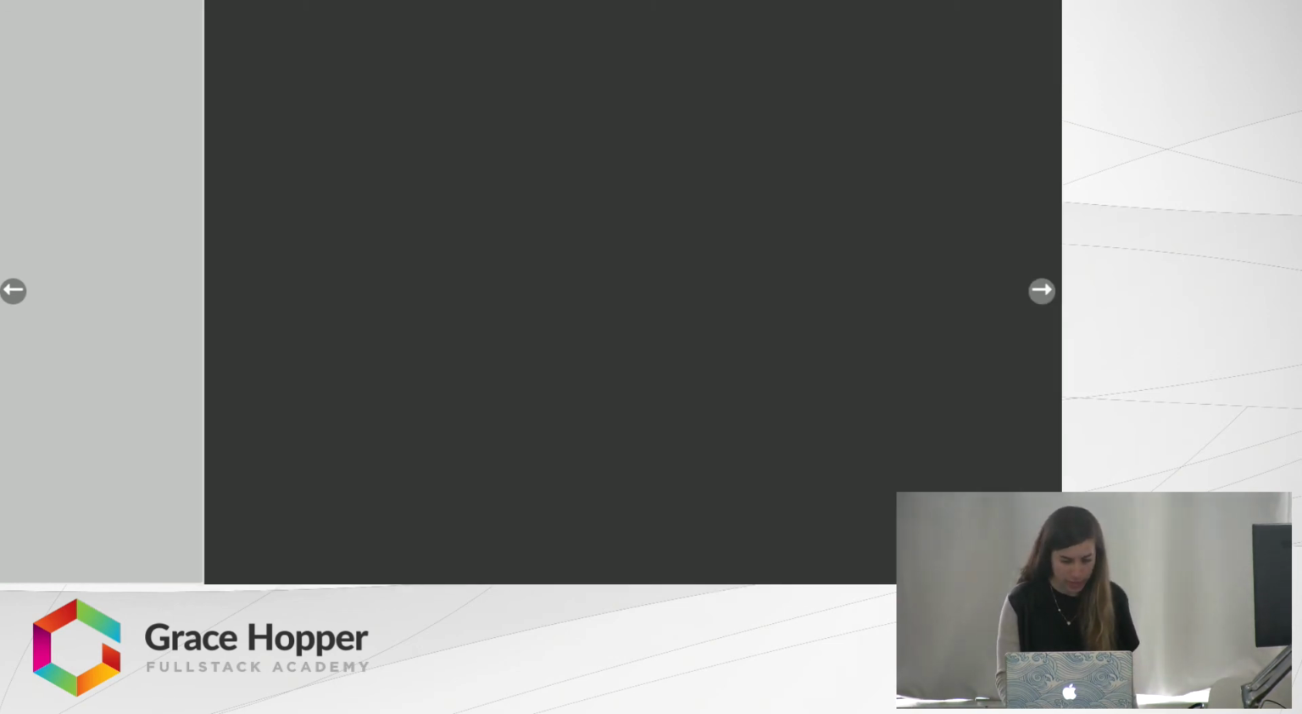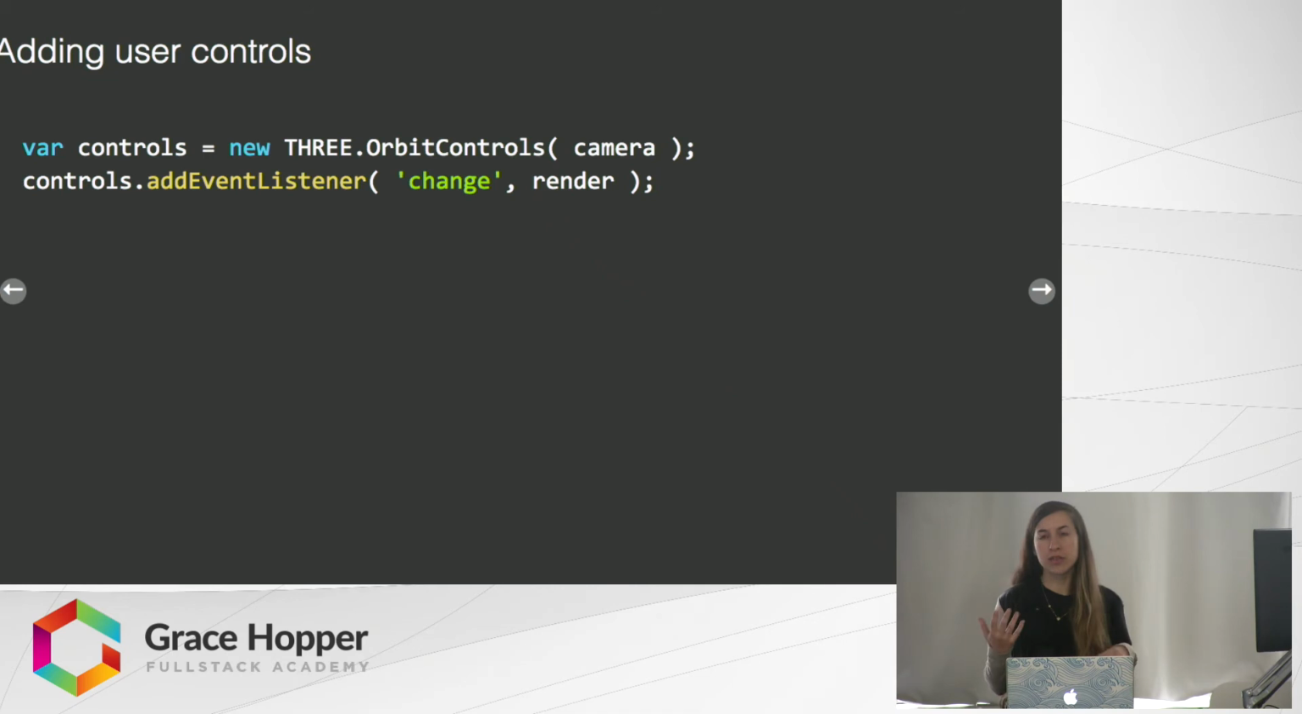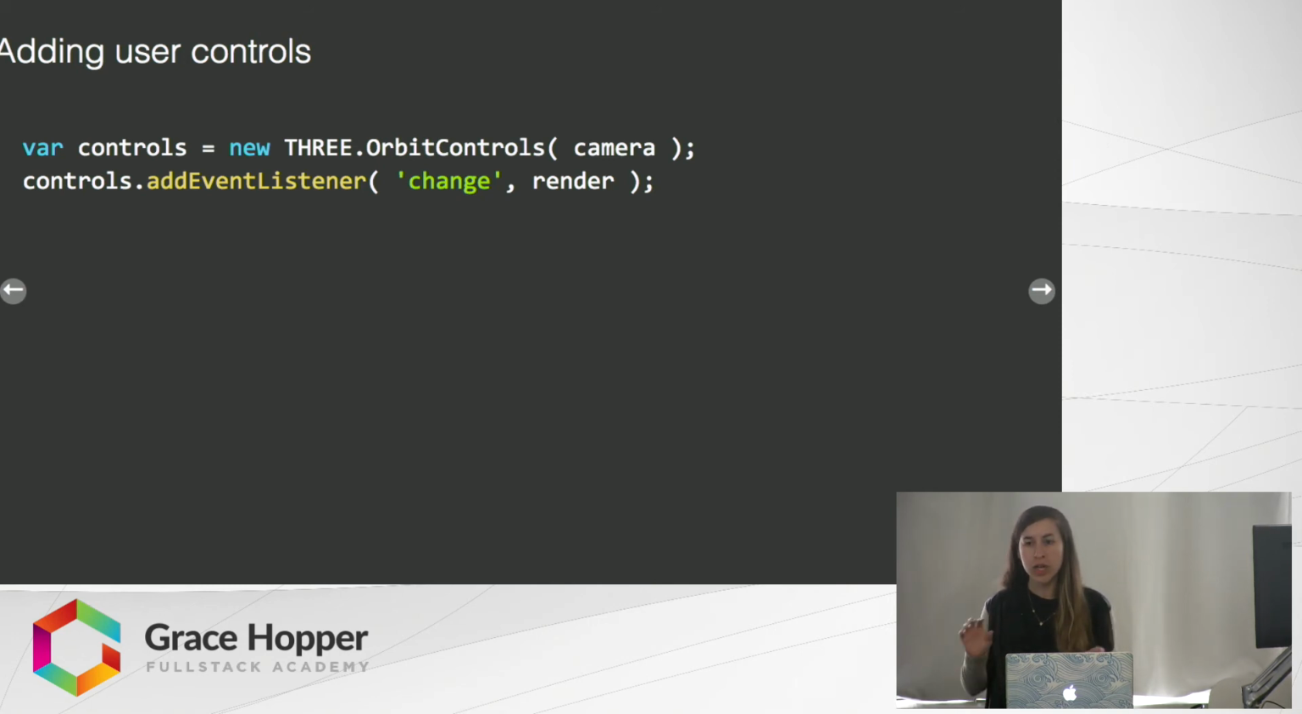3D concepts. Now, how can we make it a little bit more interactive? An easy way of doing this is adding user controls. The most common user controls are called orbit controls, and this is a Three.js library you can import. What this allows is the user to use the mouse or the keyboard controls to go around the scene and zoom in and zoom out.